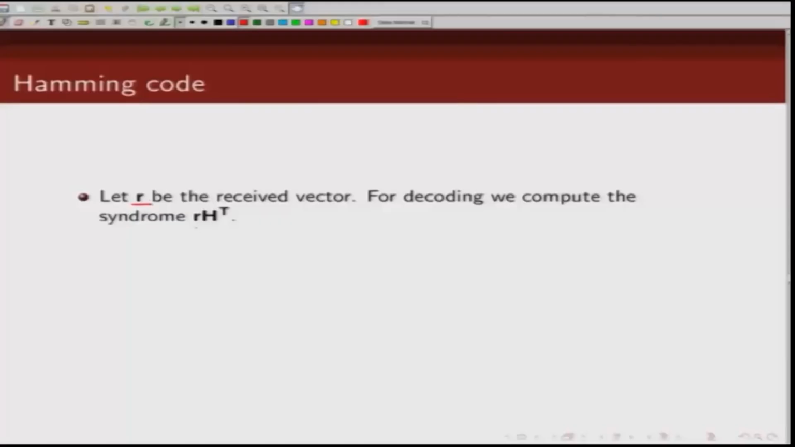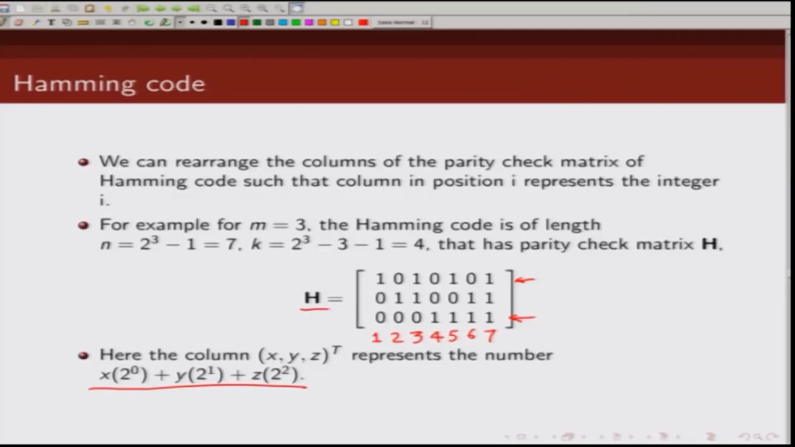So, what do we do? The first thing, to find out whether an error has occurred or not, is to compute the syndrome. How do you compute the syndrome? We take R H transpose, and what is our H? H is this matrix, where the columns are arranged in such a way that the column in the ith position represents integer i.